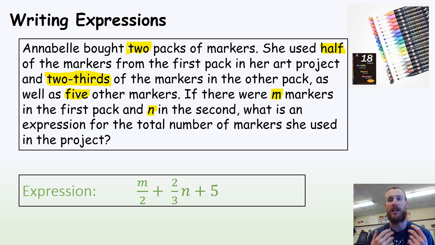And another thing is to kind of check it, throw some values out there. What if her first pack of markers had 10 markers in it? What if the second pack had 12 markers in it? You could check your expression using those numbers to see if it comes out to be what you expect. And we're going to do some more of that as we make it through the unit.